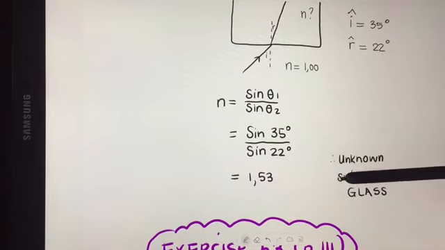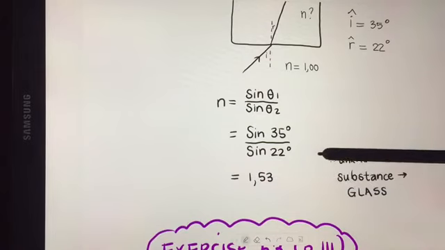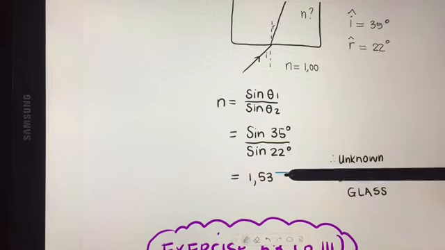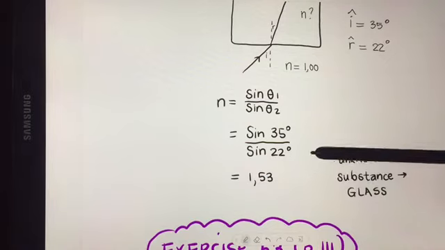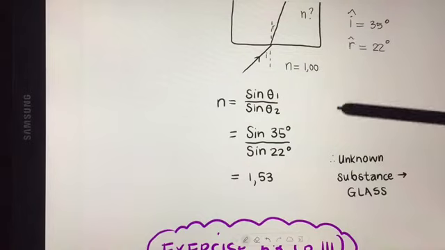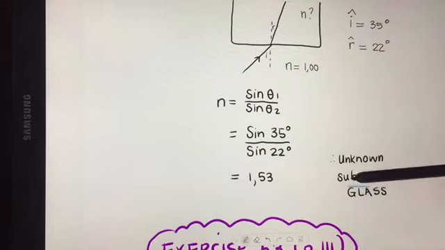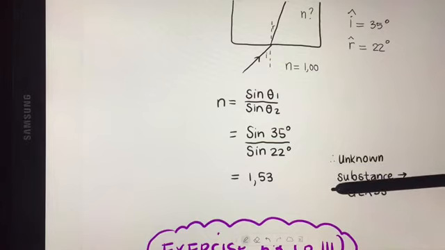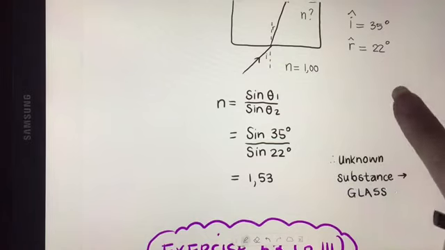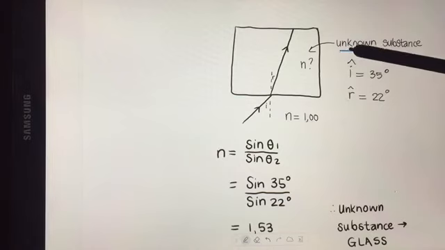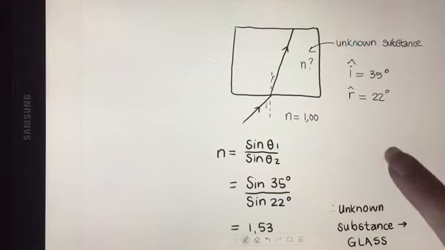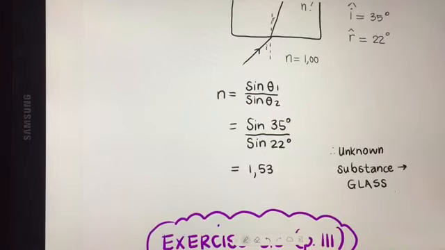I can now go back to my table and look up the refractive index to try and identify the unknown substance. In this case, glass is given as 1,52 in the table, so this is close enough. That means this unknown substance would probably have been glass.